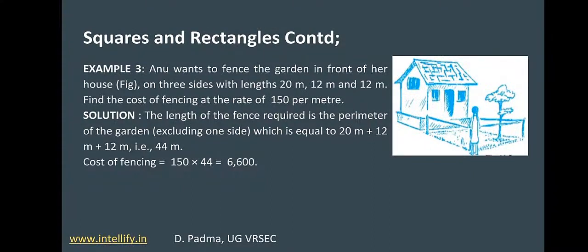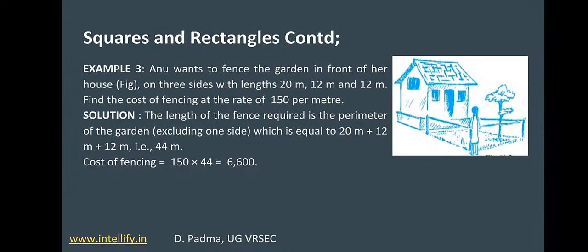So the another example is, here Anu wants to fence the garden in front of her house on 3 sides with lengths 20 meters, 12 meters and 12 meters. Here if you see in this picture, there is a girl Anu and there is a garden in front of her house. So she wants to fence that garden. So find the cost of fencing at the rate of 150 per meter. So if she wants to fence 1 meter, it costs 150 rupees.